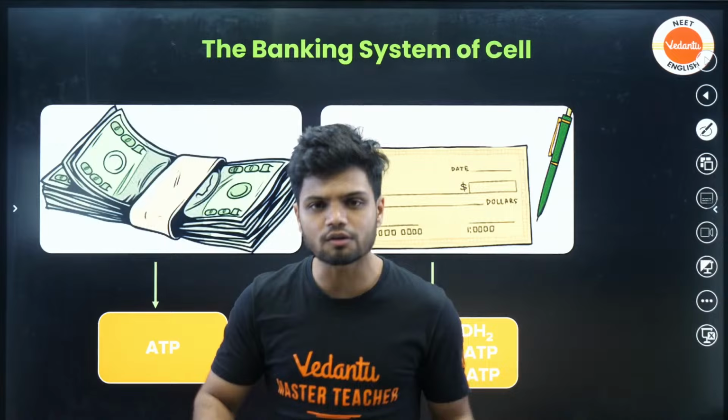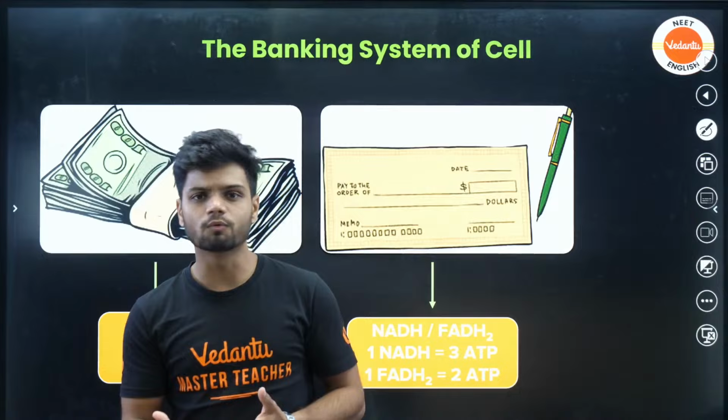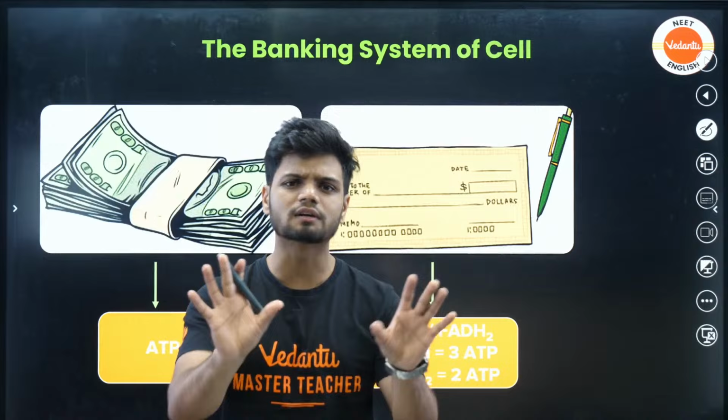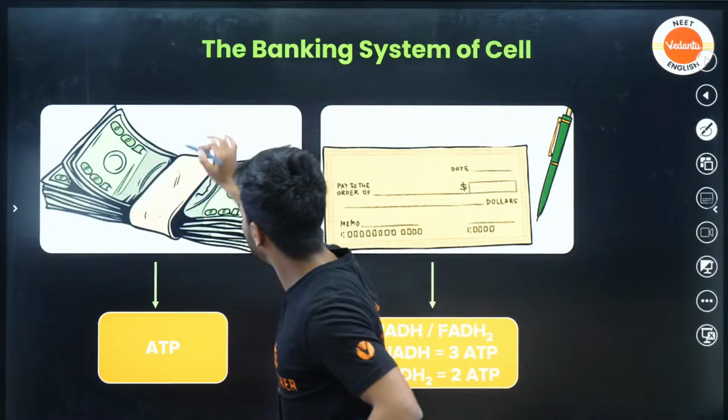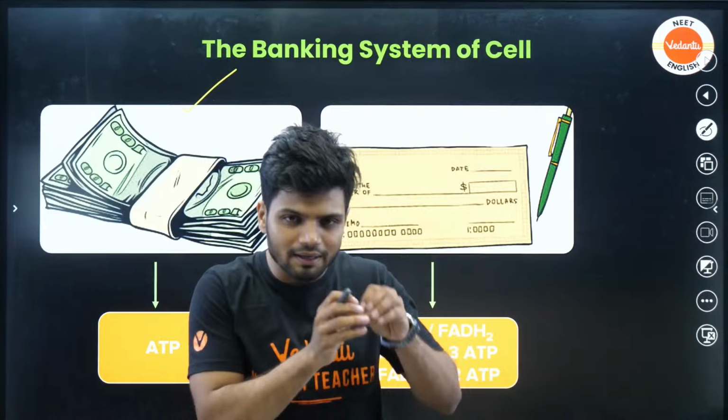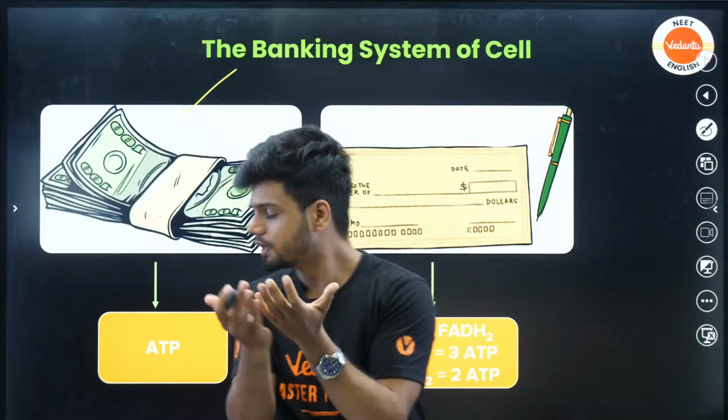Now, I'll tell you why it is called the energy currency of the cell. Now students, your parents work. In some cases your dad is working, in some cases your mom is working, in some cases both are working. When they work, they get the money. When you'll be working in future, you get the money. But students, remember that whenever the money is sent to your bank account, from the bank account you take the money out. The money is in the form of ATP.